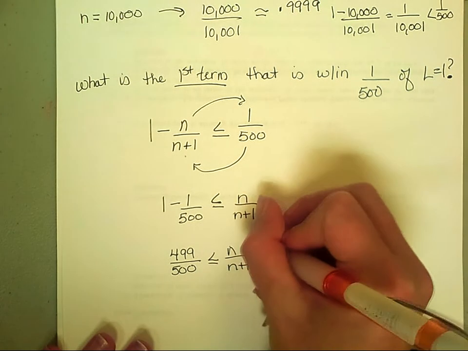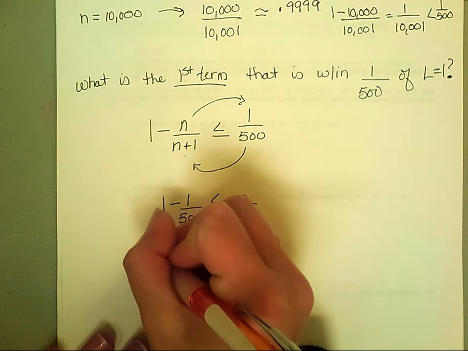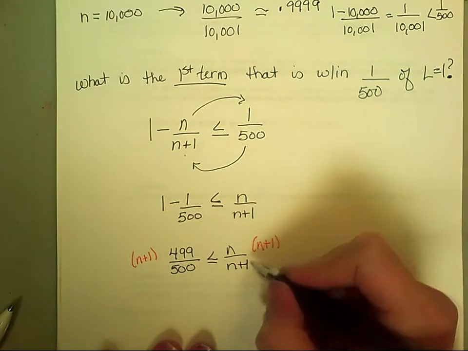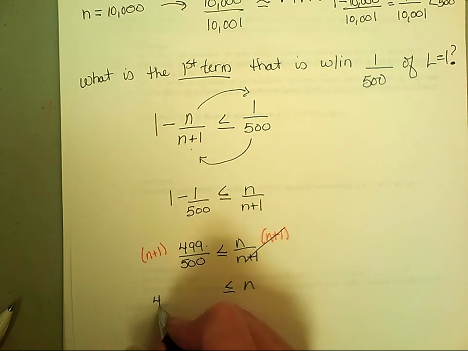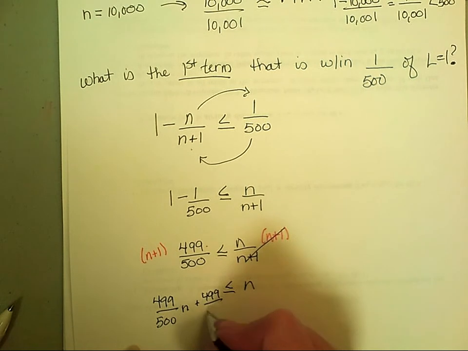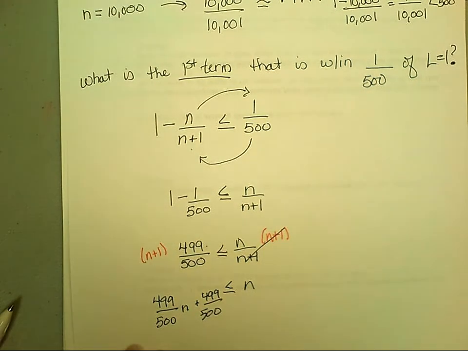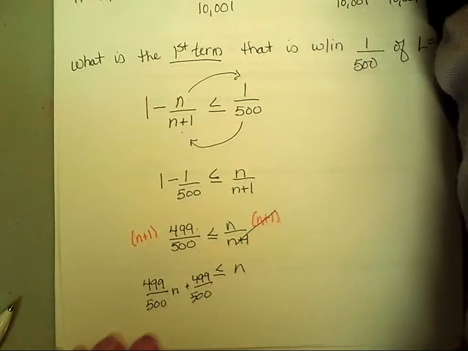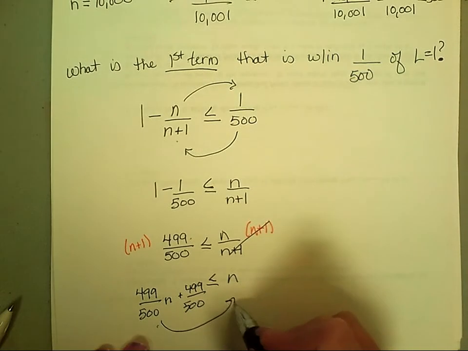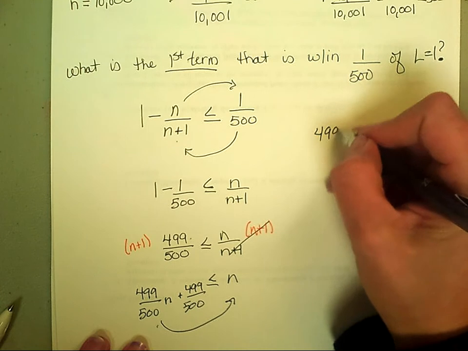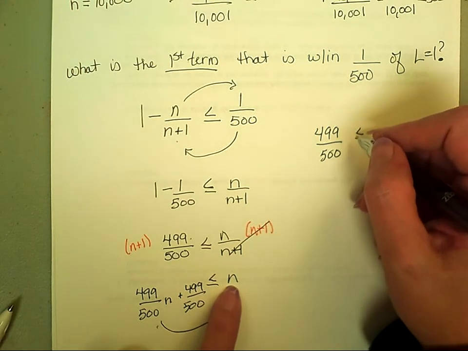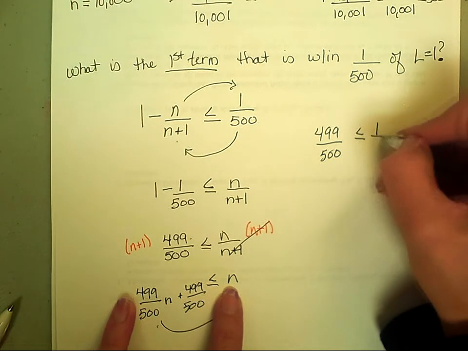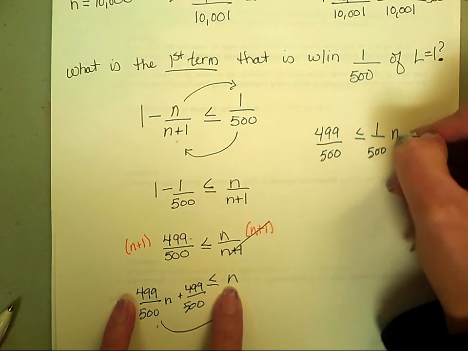And now we can just solve this. We multiply by n plus 1 on both sides. Okay, then these will cancel. We get less than or equal to n. And if we distribute this through, we get 499 over 500 n plus 499 over 500. Now we need to get our n's on the same side, so let's move that over here. So we have 499 over 500. This will be less than or equal to 500 minus 499, which is 1 over 500 n.